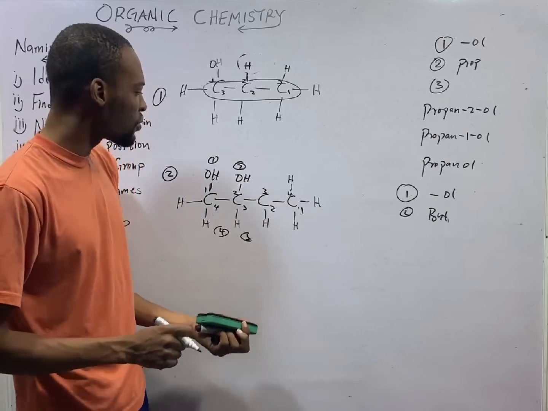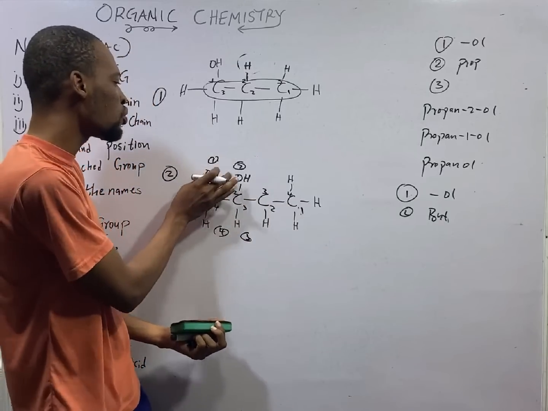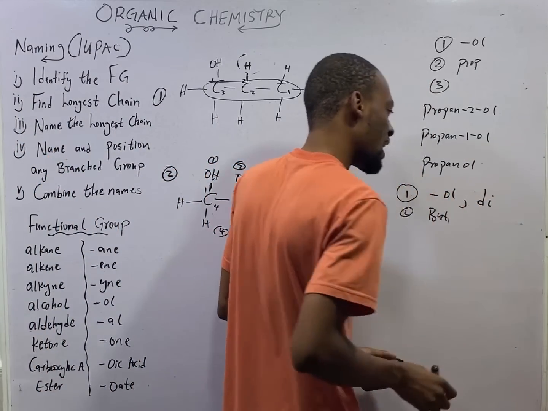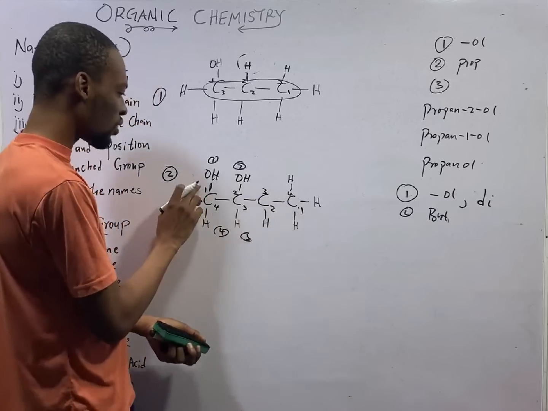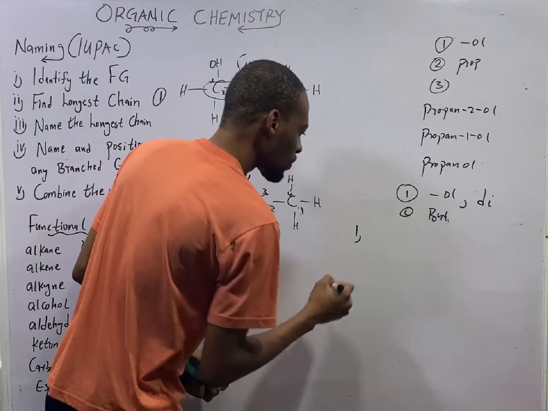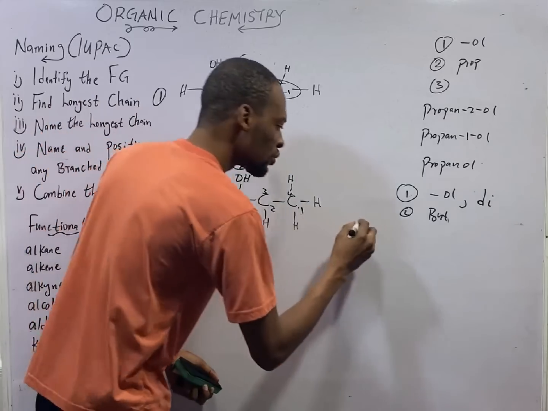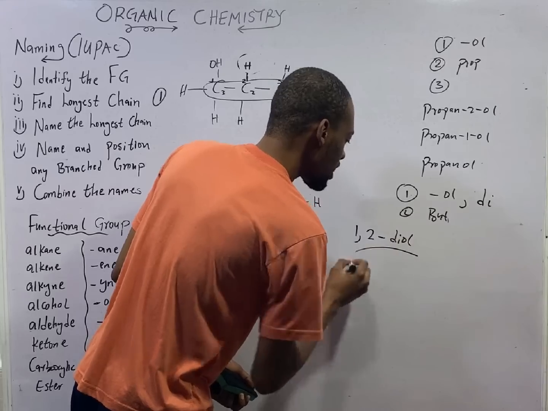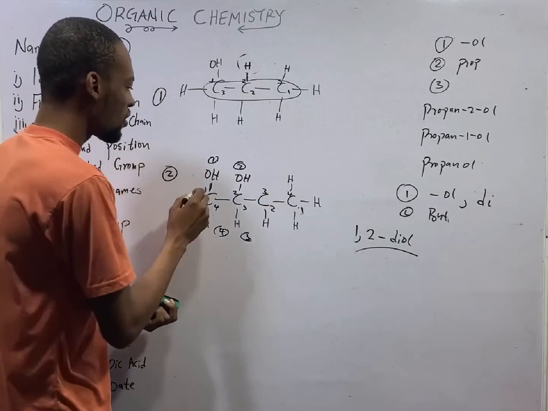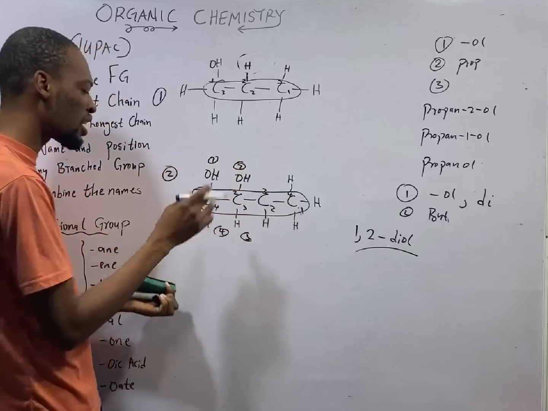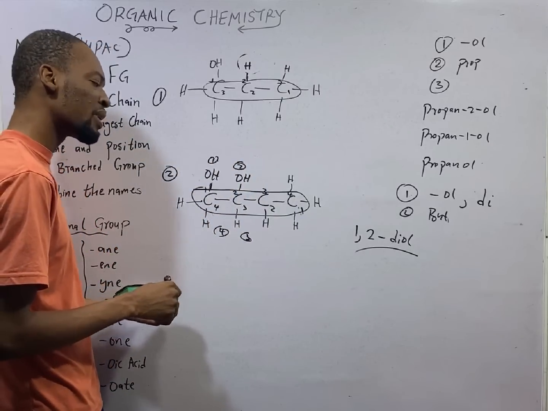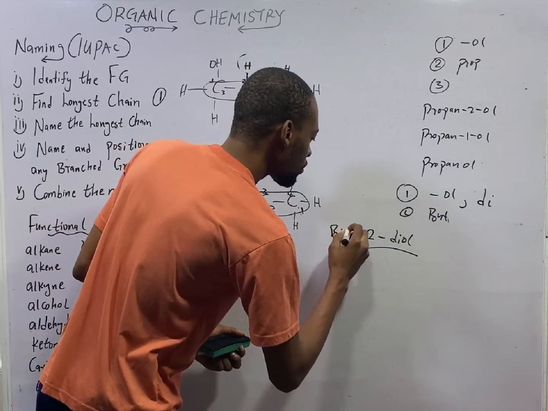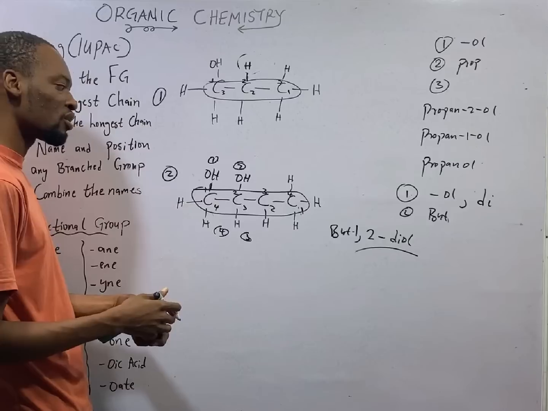Now, look at something you should notice about this functional group. We have 2 of similar functional group. That is the presence of di. We have the first one on carbon 1. We have the second one on carbon 2. So that is 1,2-diol. So this is our suffix. From here, apart from the functional groups, do we have any branches? There are no branches. So we can bring out the root. But-1,2-diol or butan-1,2-diol.